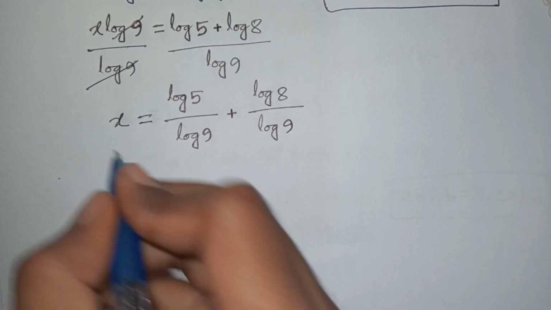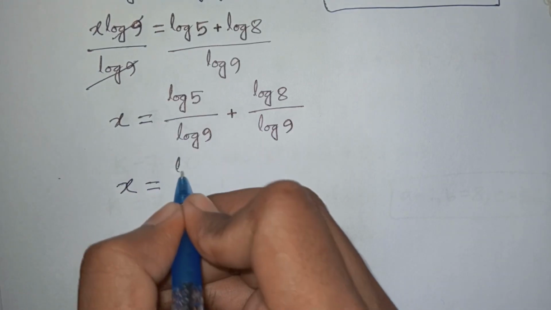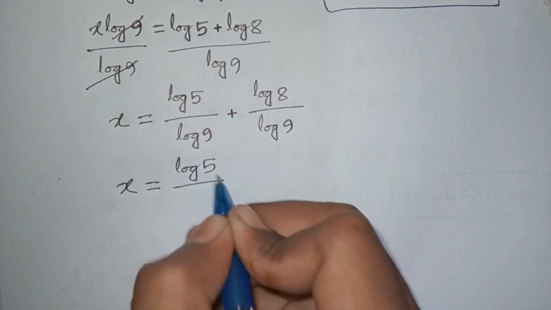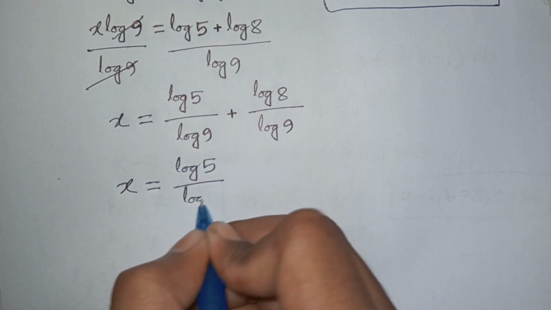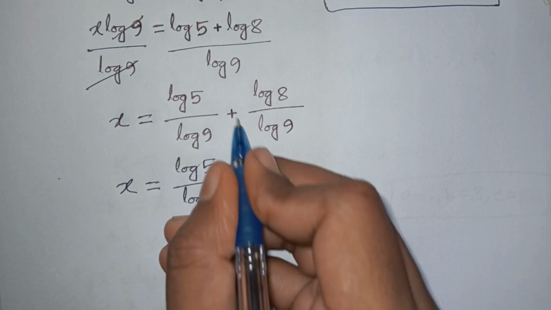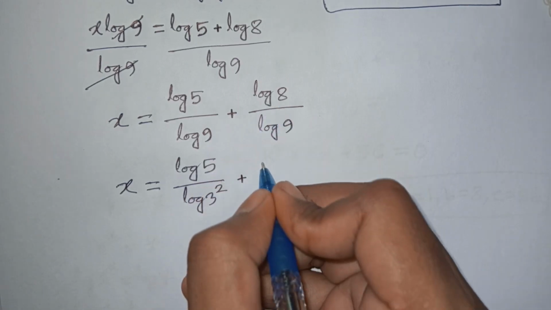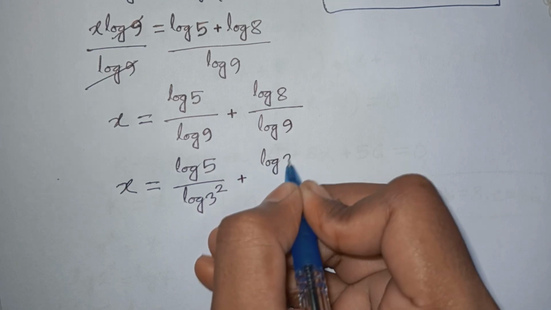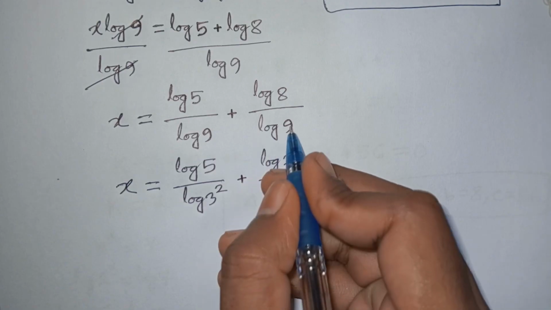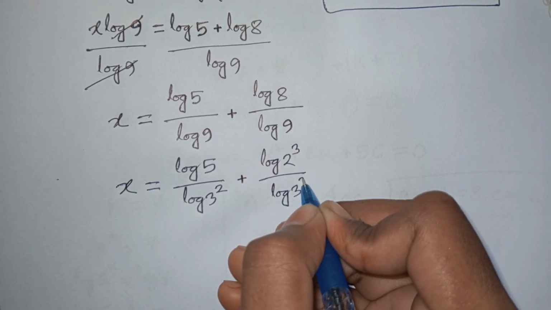In the next step, x will be equal to log 5 over log 9, which is the same as log 3^2, plus log 8, which is the same as log 2^3, over log 9, which is the same as log 3^2.